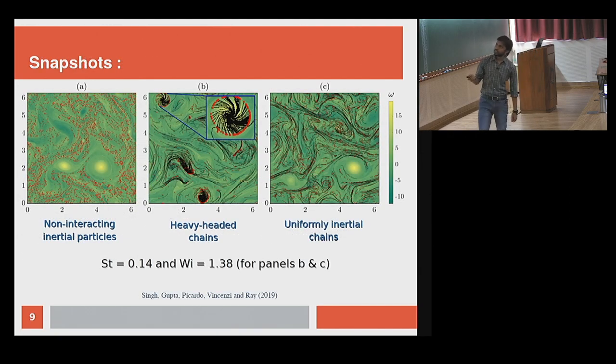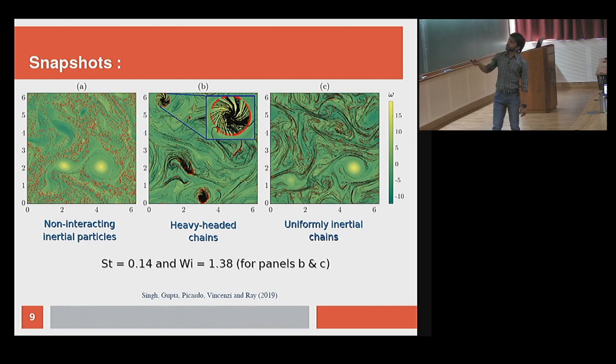These are snapshots from our simulations. The first one is for non-interacting inertial particles. This is a similar panel to what you saw in the first slide also. Again, these red colored particles are moving away. There are some vortices here, and the particles have moved away from the vortical regions into the straining zones. This is for the non-interacting particles.